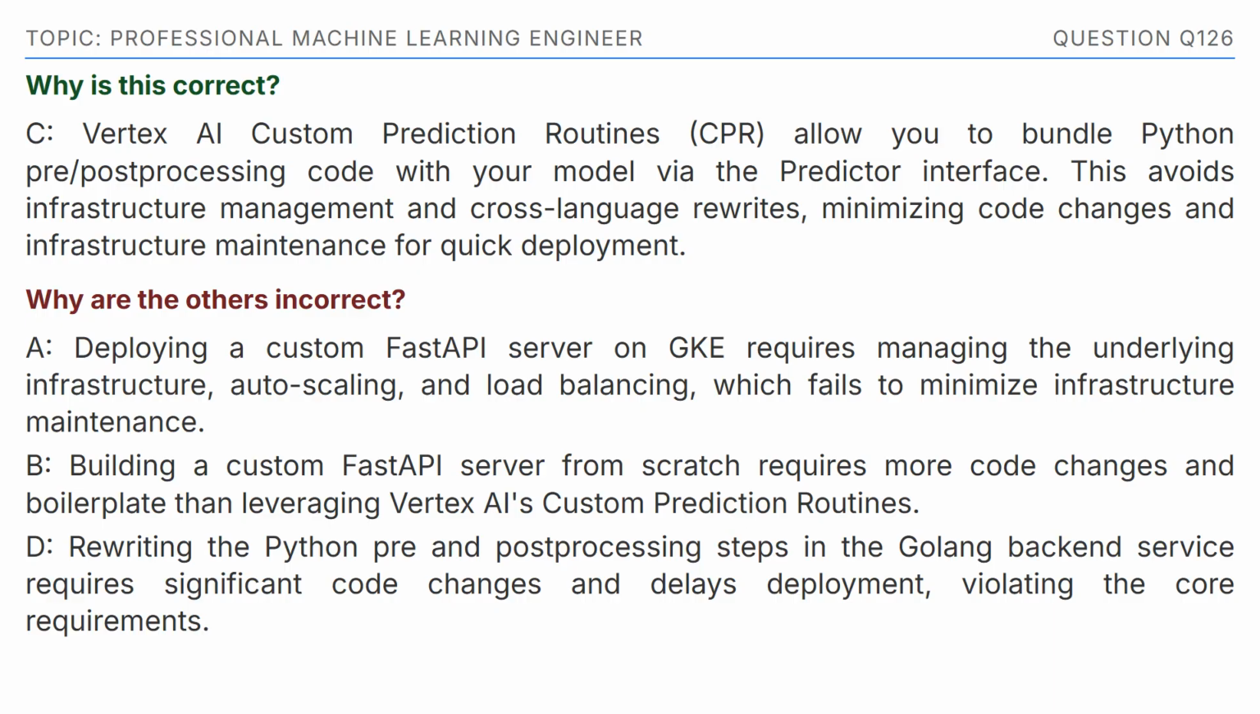A. Deploying a custom FastAPI server on GKE requires managing the underlying infrastructure, autoscaling, and load balancing, which fails to minimize infrastructure maintenance. B. Building a custom FastAPI server from scratch requires more code changes and boilerplate than leveraging Vertex AI's custom prediction routines. D. Rewriting the Python pre- and post-processing steps in the Golang backend service requires significant code changes and delays deployment, violating the core requirements.